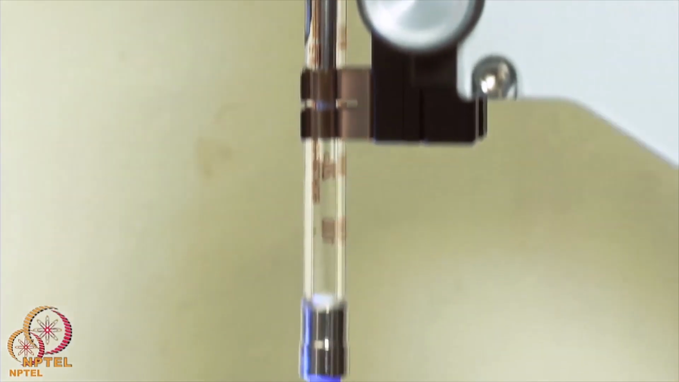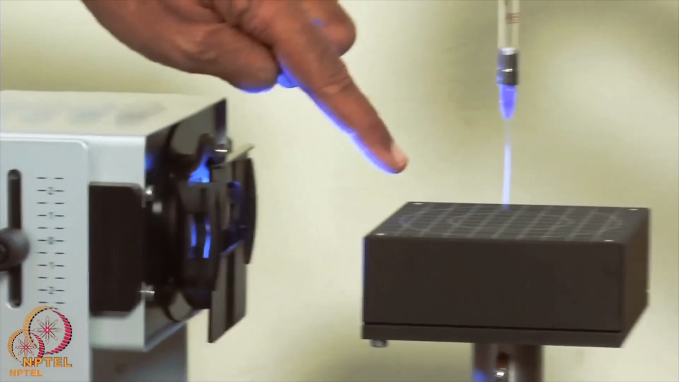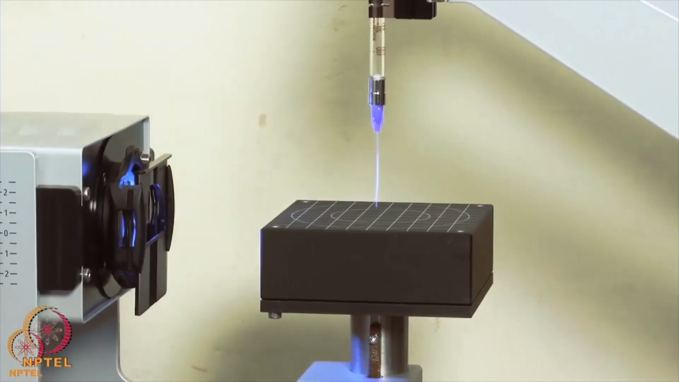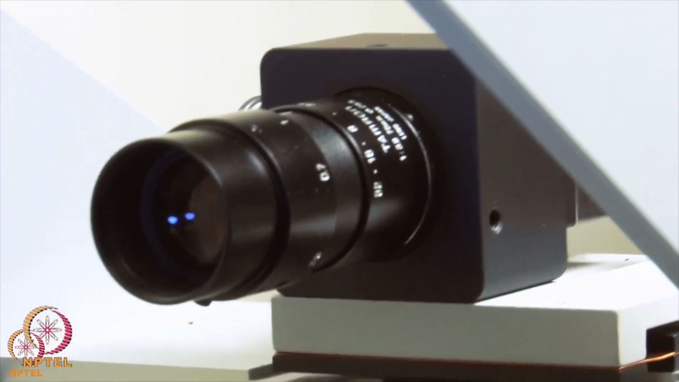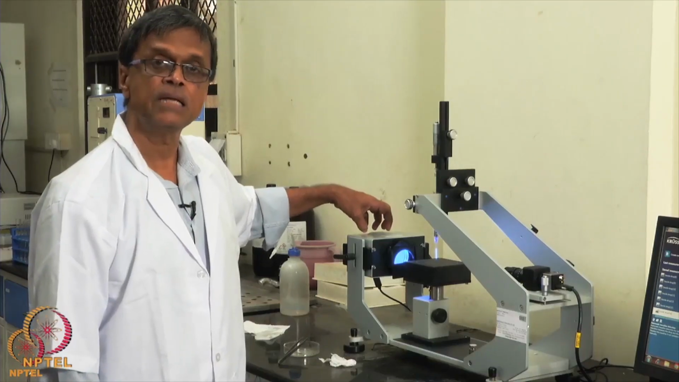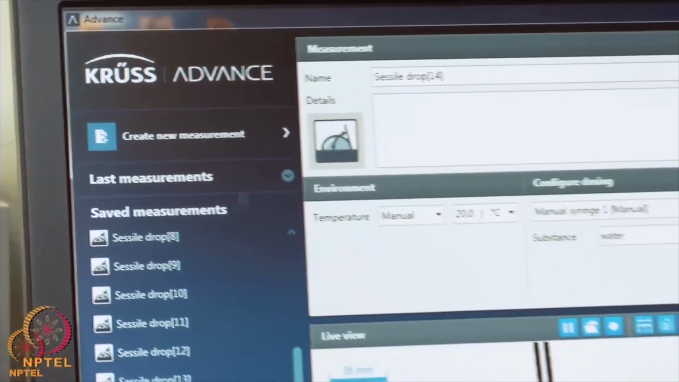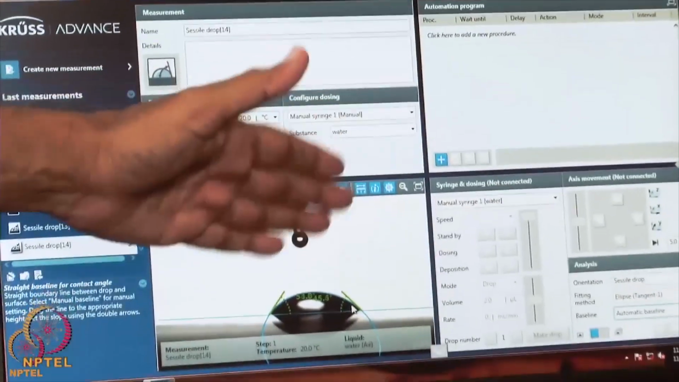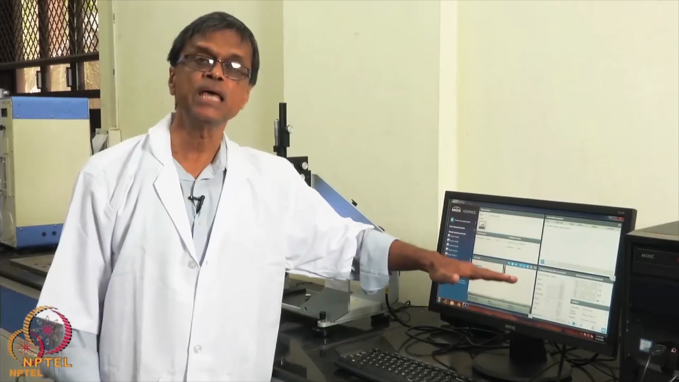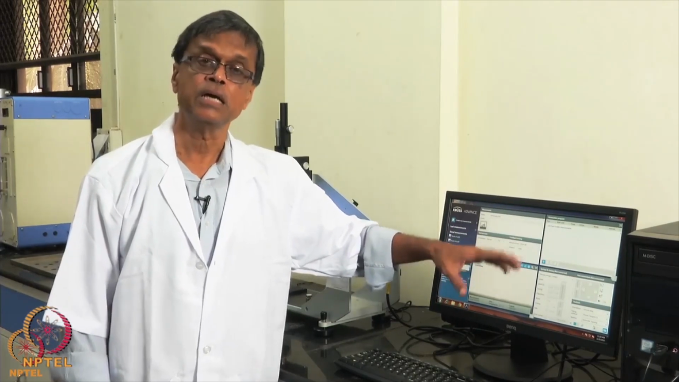We can place a drop of water, ultra pure water, on a surface. It could be a polymer surface, it could be a metal surface, and there is a light that's passing, and there is a camera which captures the droplet and the angle the droplet makes, and it comes onto a computer screen, and the computer's software helps you to calculate the angle that the water droplet makes on the surface. So the lower the angle of contact, we call it hydrophilic. The higher the angle, we call the material hydrophobic.